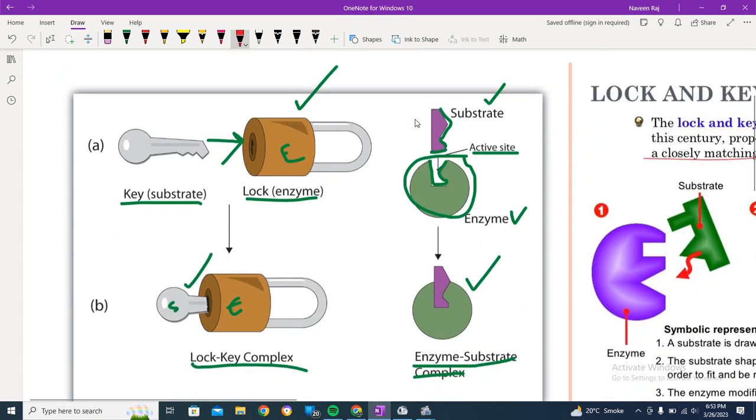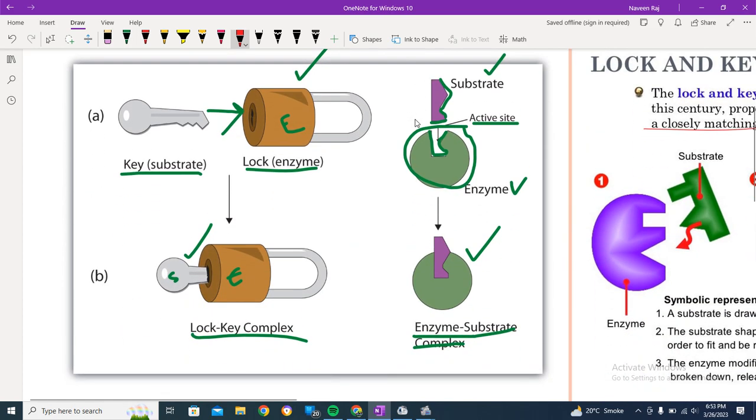I do hope that you got the concept. In the next video, we'll discuss the induced fit model. So, meet you guys in the next video. Till then, goodbye.